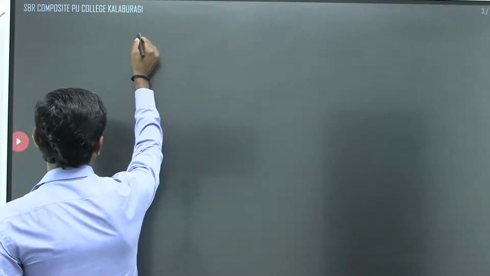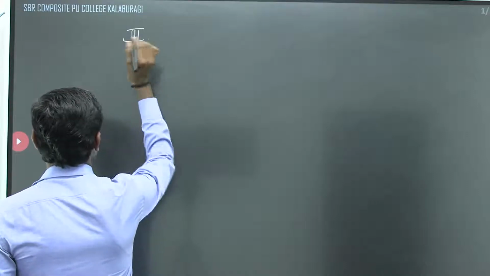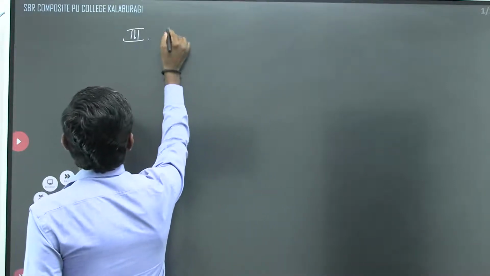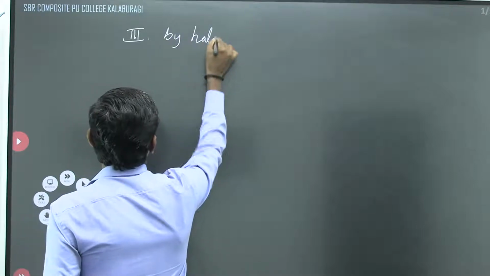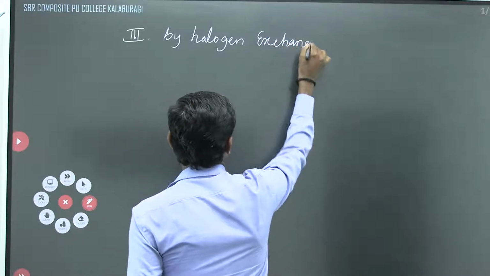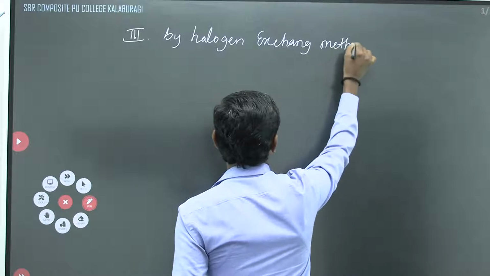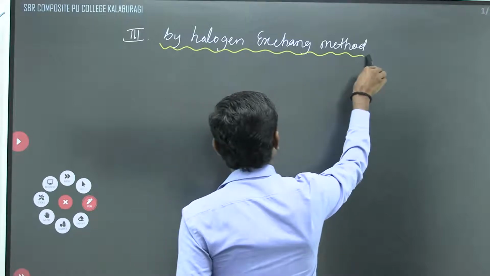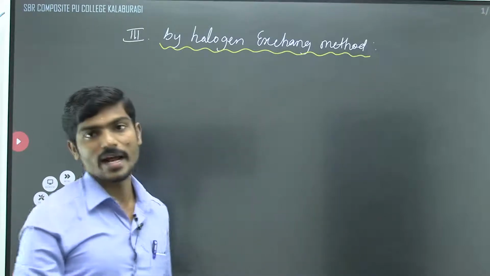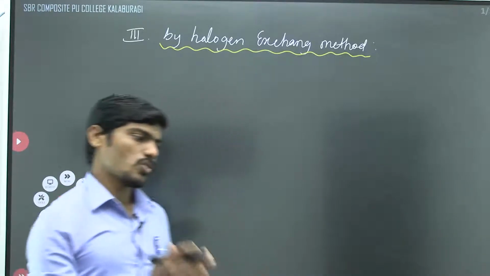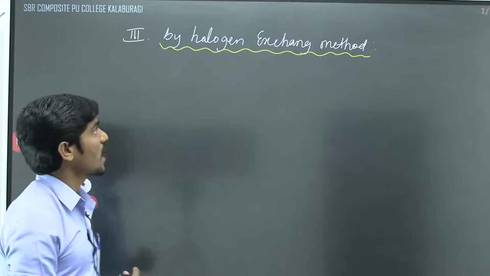So take the next heading, that is the third main preparation. First one, preparation from alcohol, second main from hydrocarbons, and the third by halogen exchange methods. So in this method, particularly fluoroalkanes and iodoalkanes can be prepared by this method. So here fluoro and iodoalkanes can be prepared by the halogen exchange method.